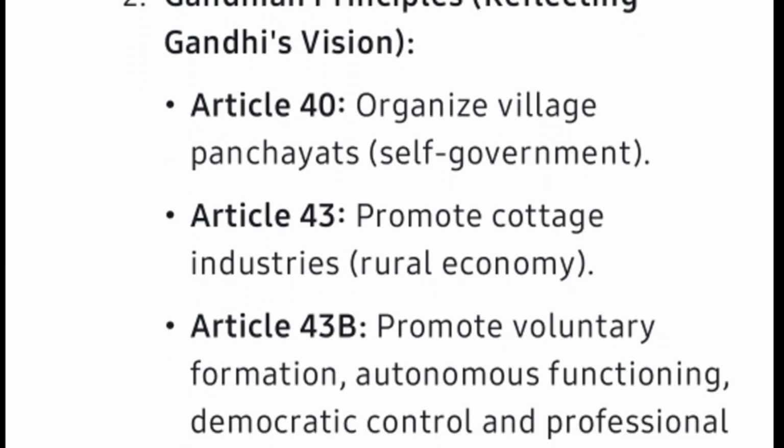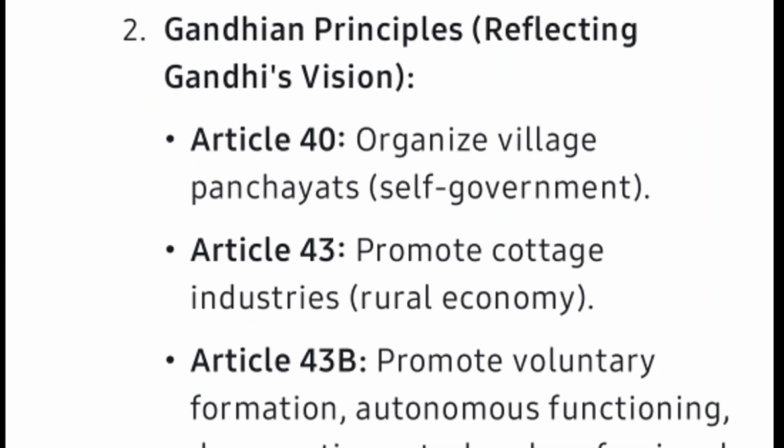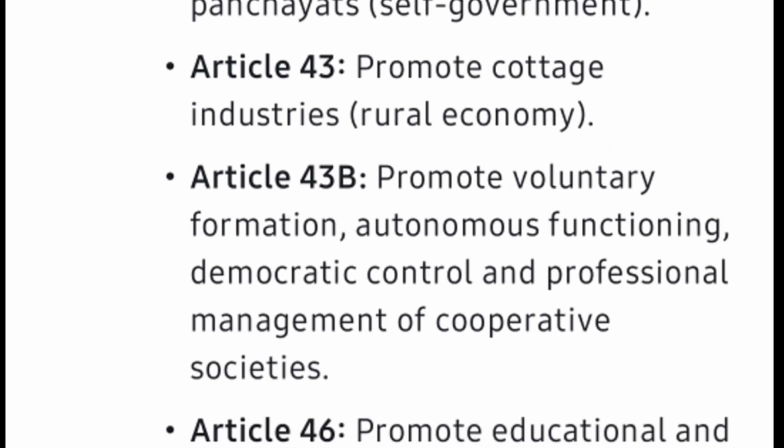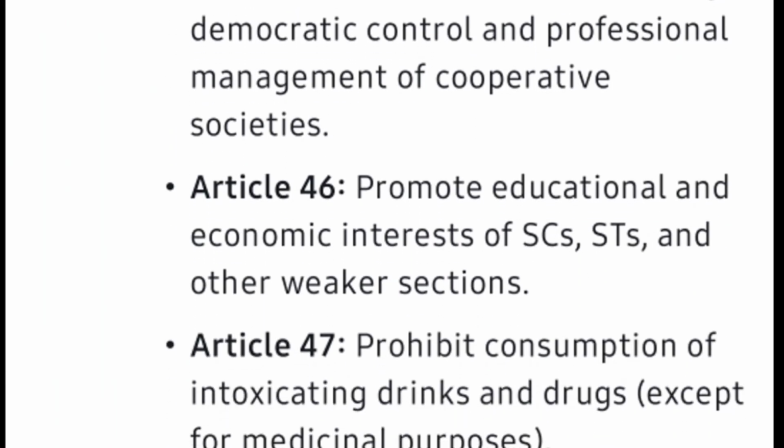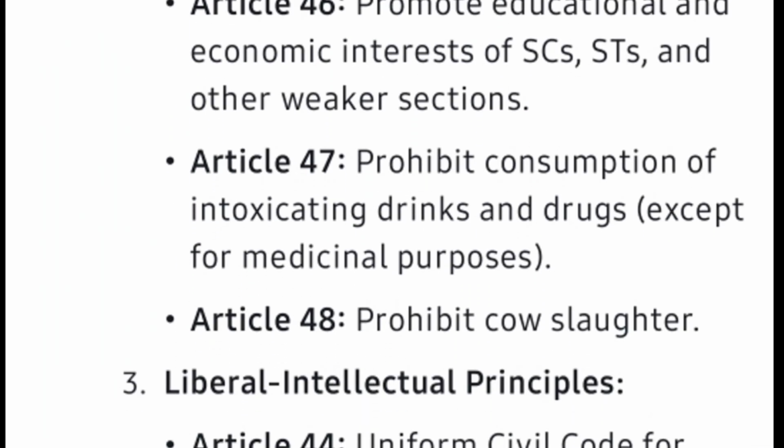Now we will move on to the Gandhian principles. They reflect Gandhi's vision, and the articles which come under them are Article 40. It organizes village panchayats, that is self-government in villages, and promotes decentralization of power. Article 43 promotes cottage industries and rural economy. Then Article 43B promotes voluntary formation, autonomous functioning, democratic control, and professional management of cooperative societies. Then Article 46 also comes under Gandhian principles. It promotes education and economic interests of SCs, STs, and other weaker sections. Article 47 prohibits consumption of intoxicating drinks and drugs.